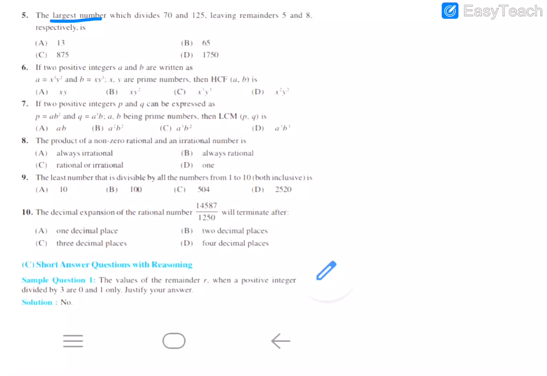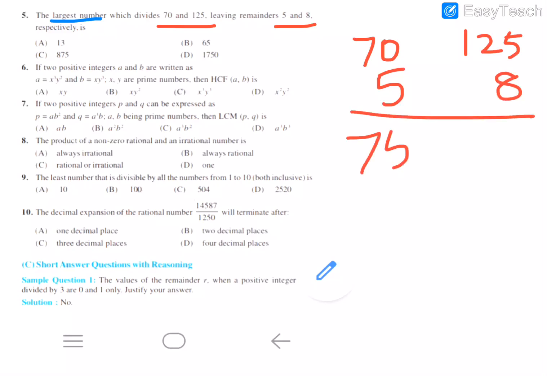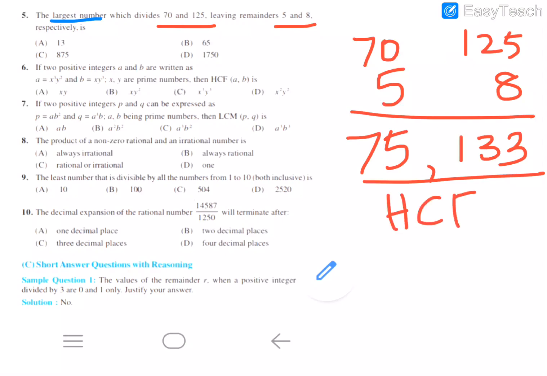But now here it is not just HCF. They are asking us that it must leave the remainders 5 and 8. So let's add the remainders first. 75 and 125, dividing, how much remainder should come? 8. So the number being asked divides 175 and 133 exactly, and it is the highest number also. So we are supposed to find the HCF of 75 and 133. HCF is always less than the given numbers. So it is not 1750, it is not 875, because it should be less than these two numbers. So it must be 65 or 13.